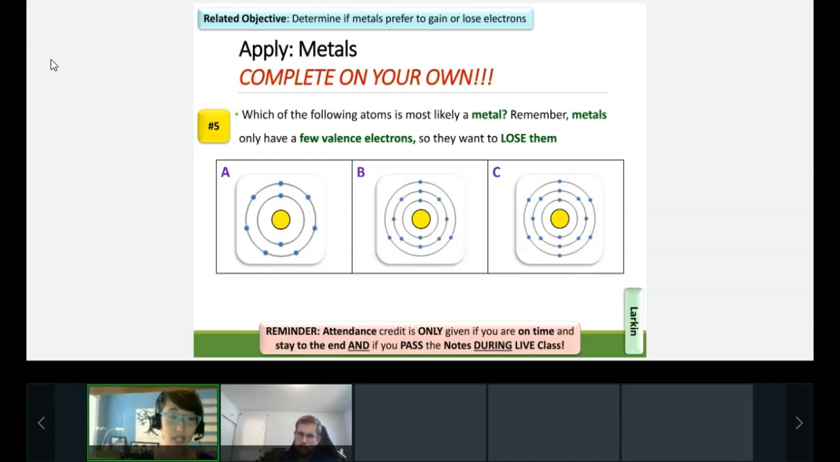Remember, metals only have a few valence electrons, 1 to 3 outermost electrons. So that's what you're looking for. You don't even need to know the identity of these. You just need to look at the outermost electrons. Raise your hands for number 5. You have 20 seconds. Go, go, go.